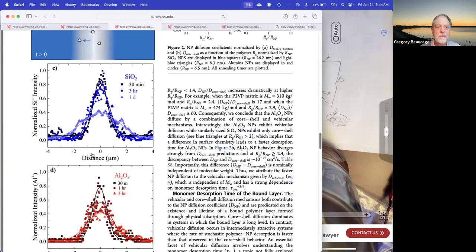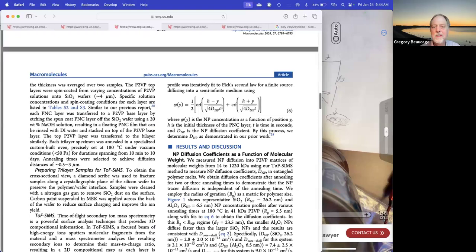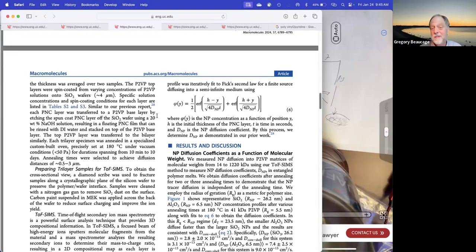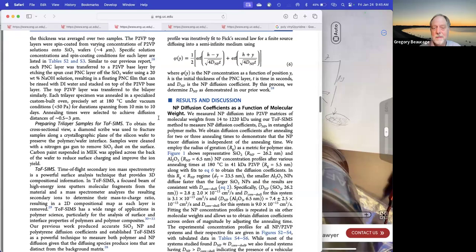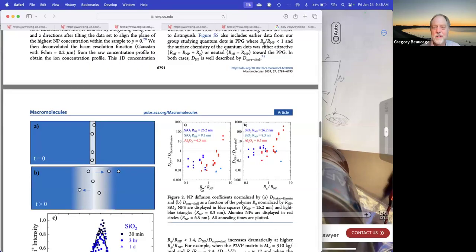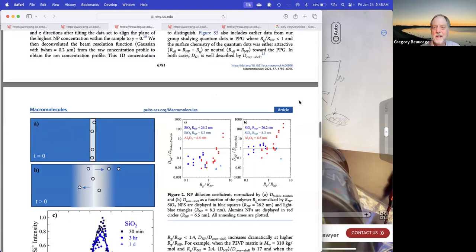Then from that, they fit that curve. I guess this ends up looking like a Gaussian bell-shaped peak. The error function is an integral of a Gaussian, so this is kind of an integral of a Gaussian function. And so they get the diffusion coefficient from that, and they can plot the diffusion coefficient as a function of whatever they want: the ratio of the polymer chain size to the particle size, and they see that deviation at the high end for the alumina.